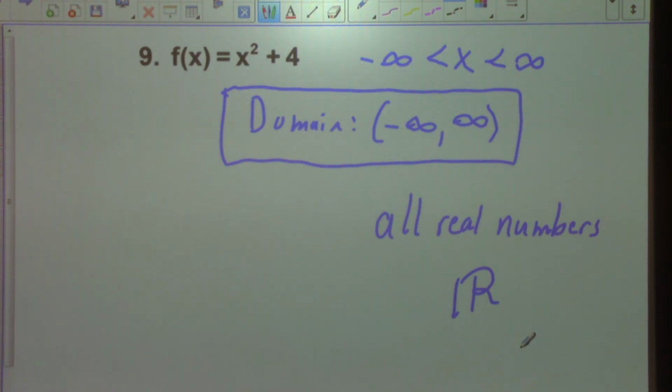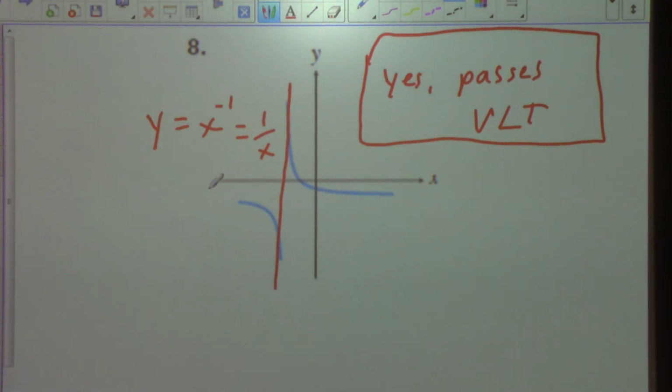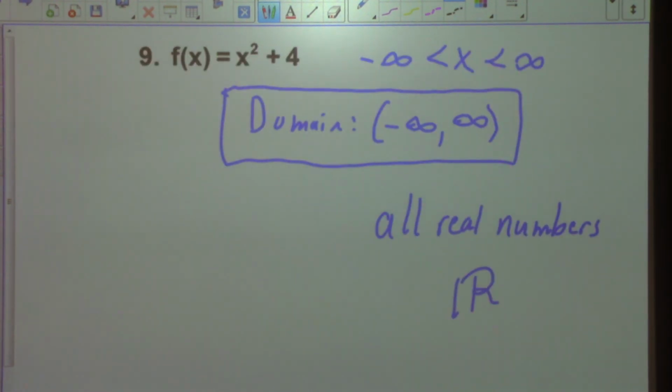Now, in the case of problem 8, is this an all real numbers domain here? No, it's not, because you have this vertical asymptote. By the way, you see the vertical asymptote on my shirt here?